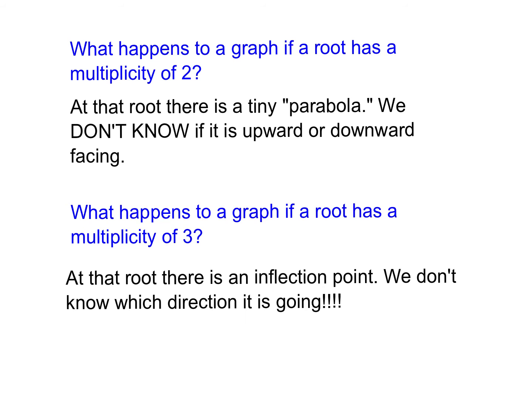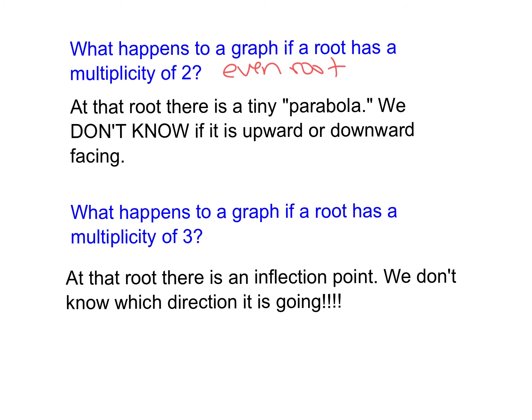What happens to a graph if a root has a multiplicity of 2? So at that root, there is a tiny parabola. We don't know if it is upward or downward. Again, I put parabola in quotes because it's not actually a parabola. It just kind of looks like a parabola near that 0. And that's also true for any other even root, right? Anytime you have an even root, you're going to have something that looks like a parabola.